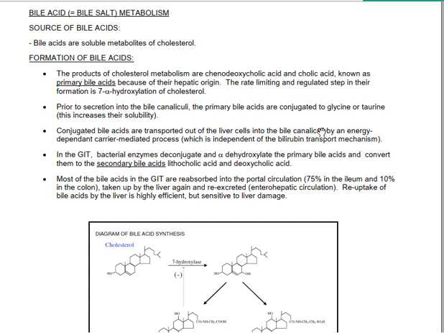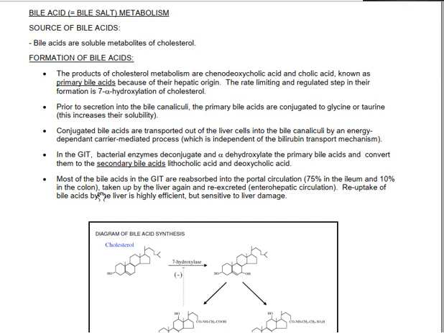So you need to be attached to glycine or taurine. When it is attached to glycine or taurine, it is going to be more soluble. That one is called conjugated bile acid, and not conjugated bilirubin. You have conjugated bile acid, just like conjugated bilirubin, which can now be transported to the biliary canaliculi. In the gastrointestinal tract, bacterial enzymes are going to deconjugate and 7-alpha dehydroxylate the primary bile acids, converting them to secondary bile acids called lithocholic and deoxycholic acid.